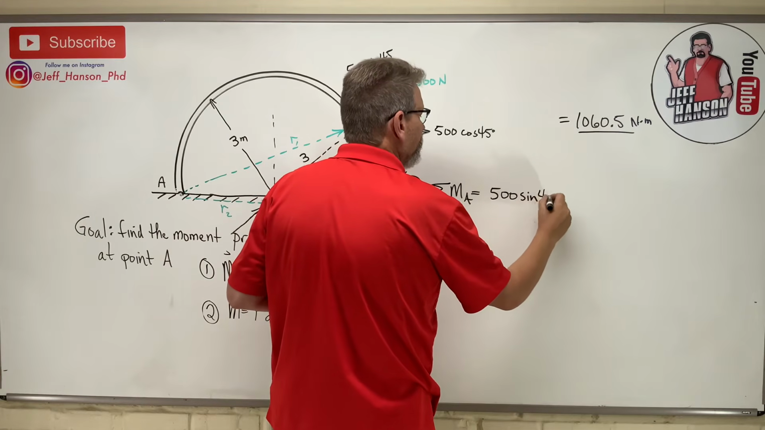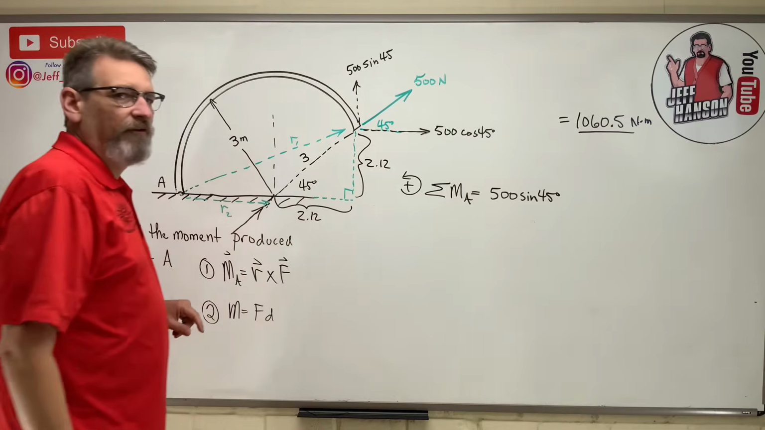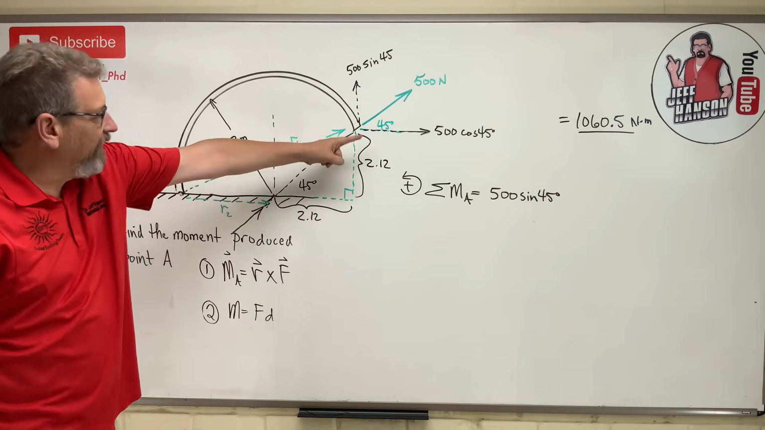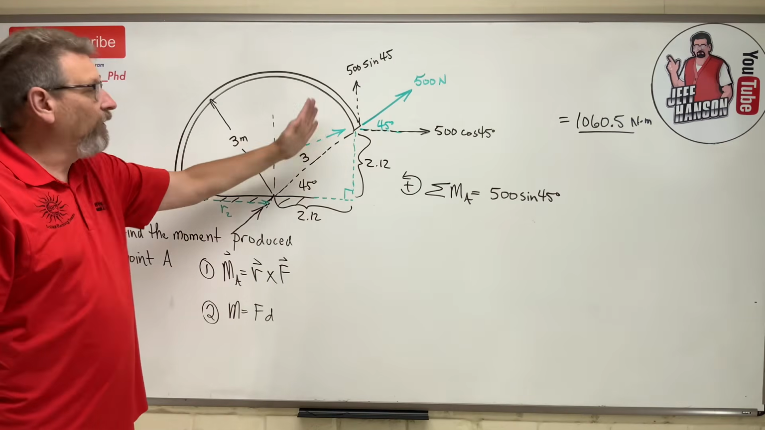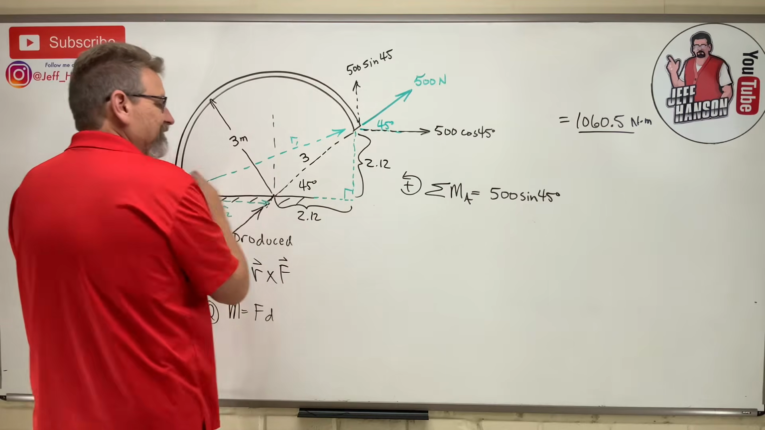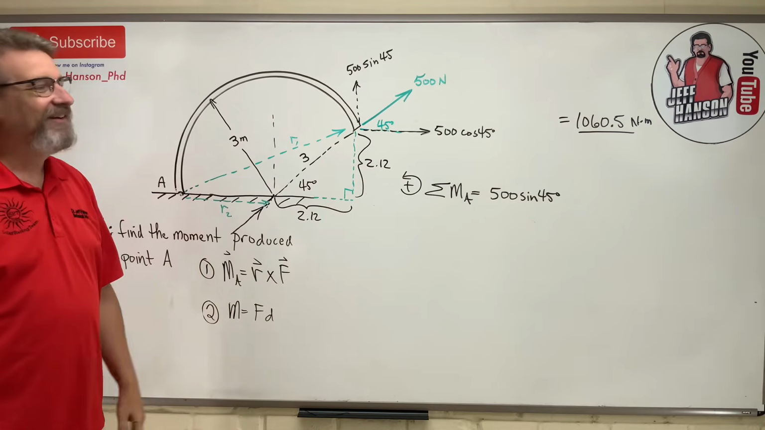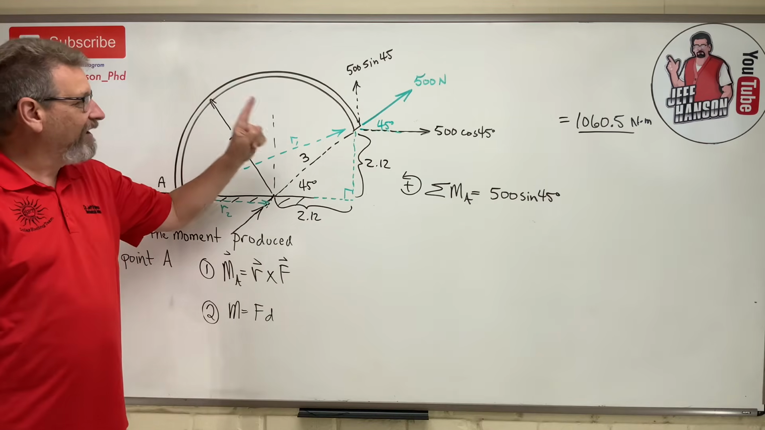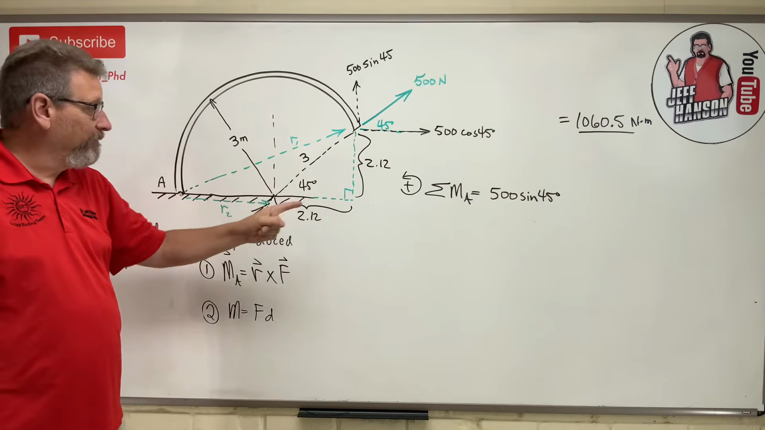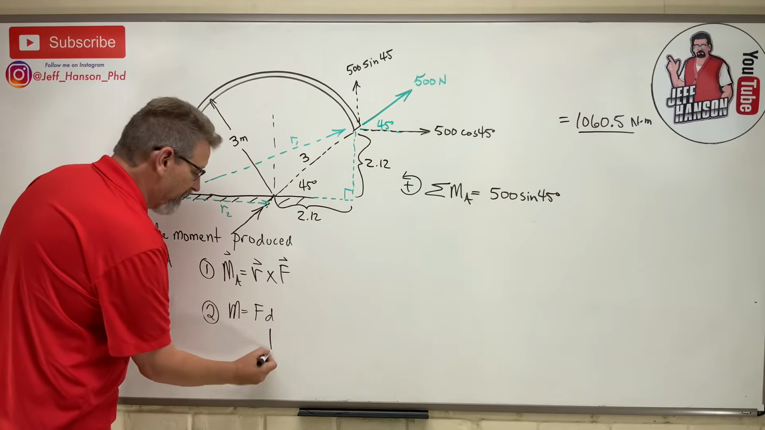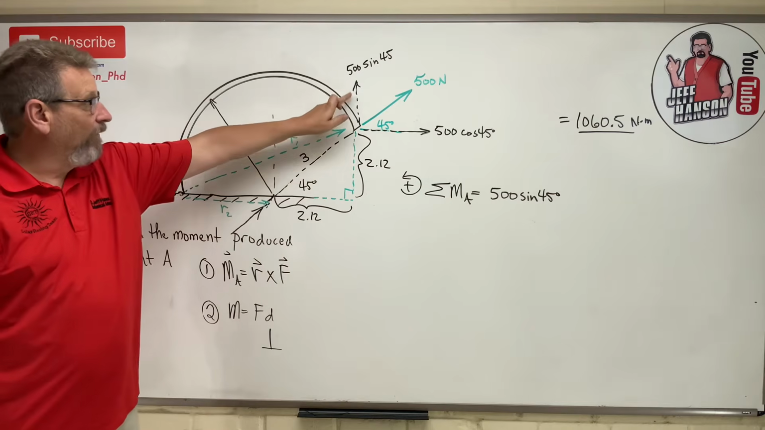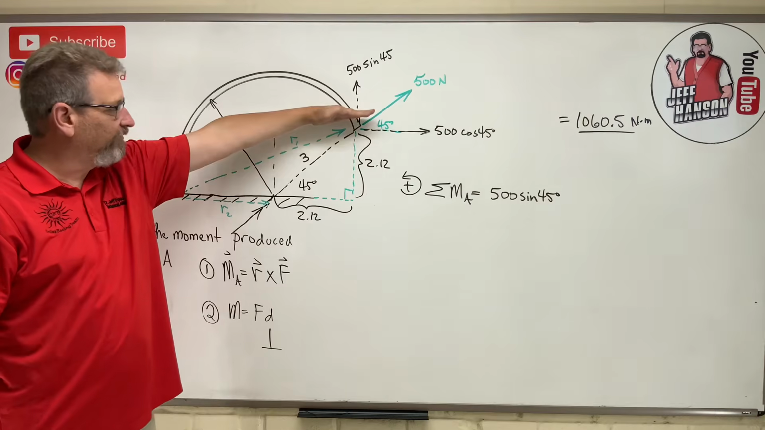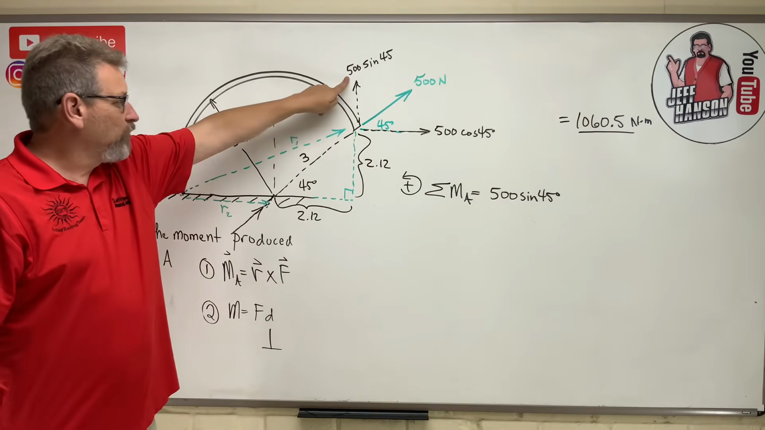So 500 sine 45, times how far away. And here's a silly song I'll sing to you. Ready? If the force is in the X, then the distance in the Y. If the force is in the Y, then the distance in the X. So don't make me sing that song again. Because the distance, for the moment, for this equation, has to be perpendicular. So if I have a Y force, the distance needs to be in the X direction. If I have an X force, the distance needs to be in the Y direction.